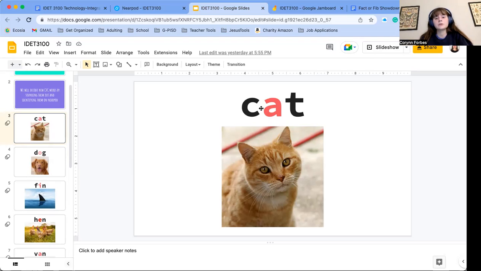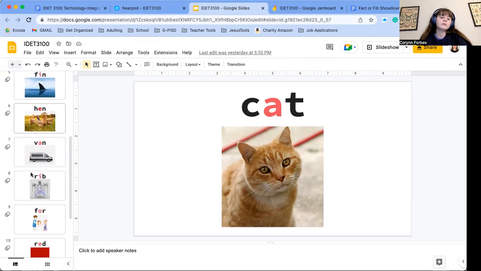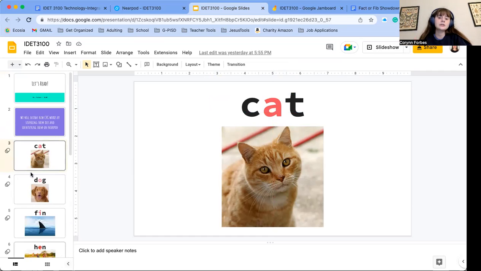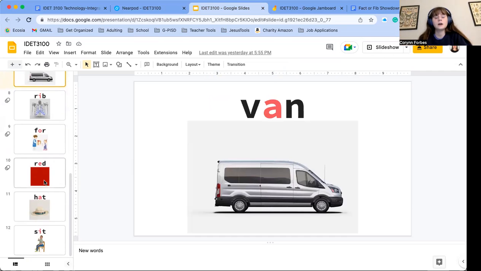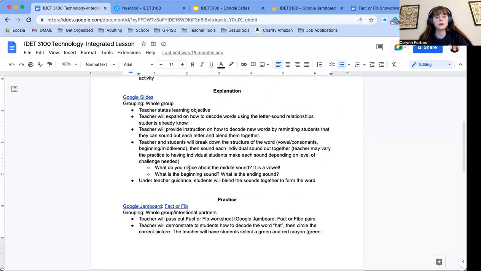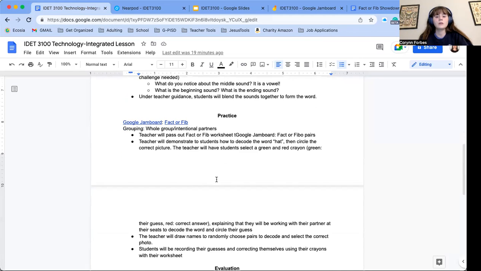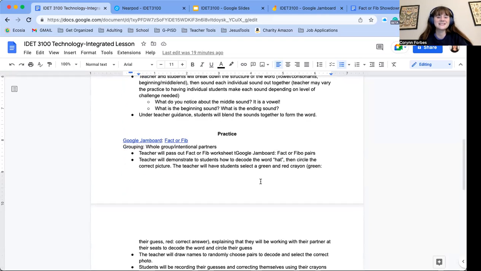Also, it provides an opportunity for the teacher to not only direct teach and walk students through identifying the sounds and blending them together, but also opportunities for the teacher to call on students to work on it as a whole class. So going back to the lesson, I also included some questions here regarding not each of those words, but just overall gauging the understanding of students and where the lesson needs to move.